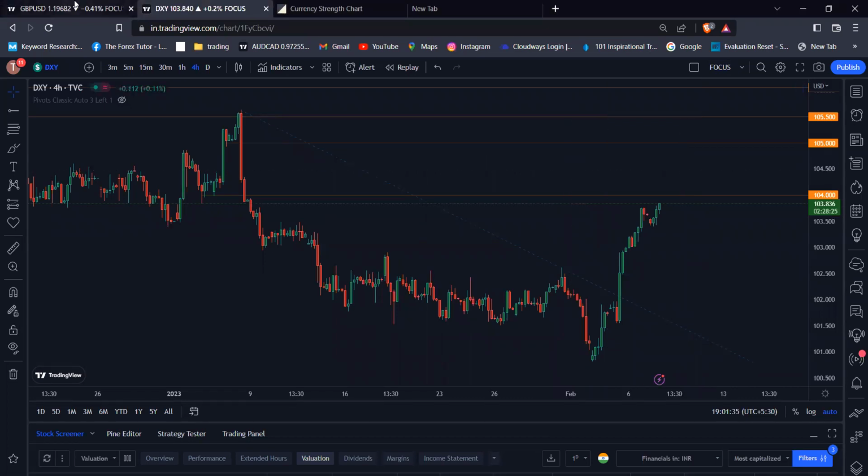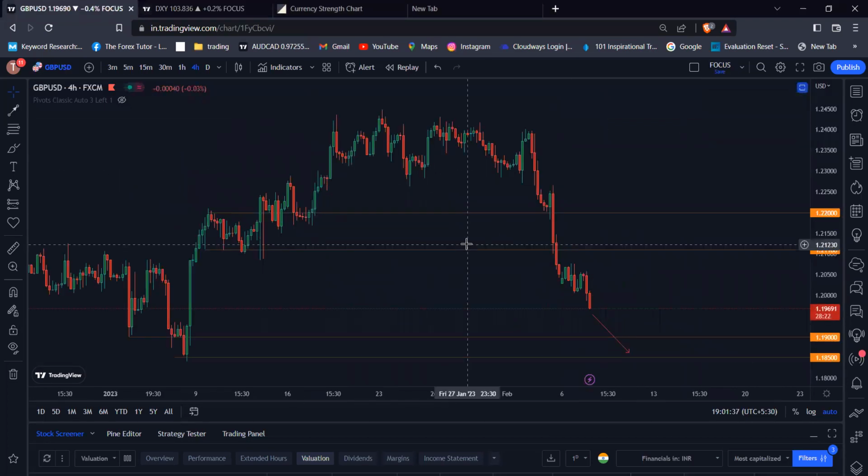So the pound USD keeps falling and keeps its bearish momentum. So what is the next region for the pound USD? It is the 1.8500 psychological number.